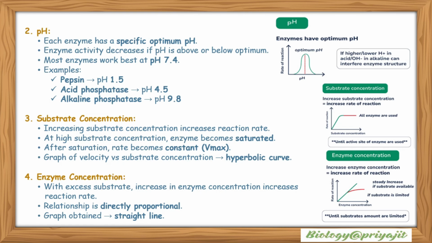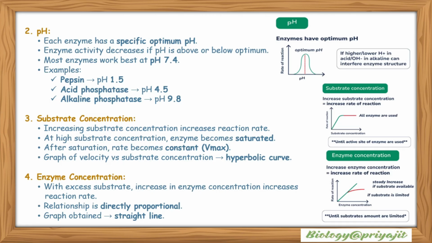Like temperature, each enzyme has a specific optimum pH, and when pH increases, the rate of the enzyme catalytic reaction also increases up to a certain point, and beyond that particular pH enzyme activity decreases. Higher or lower H plus ions in acid or OH in alkaline medium can interfere with enzyme structure. Examples such as pepsin acts at pH 1.5, acid phosphatase acts at pH 4.5, alkaline phosphatase acts at pH 9.8.